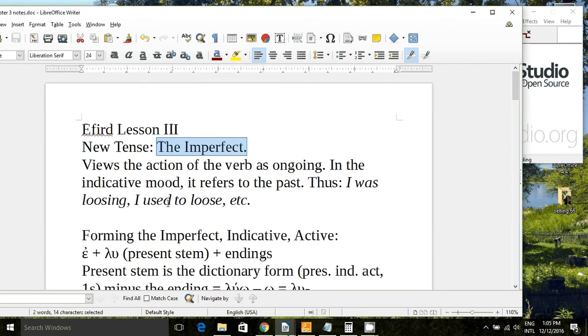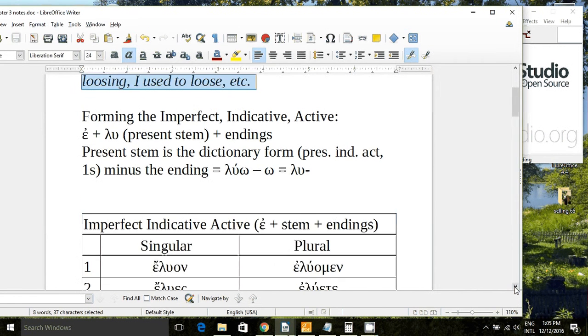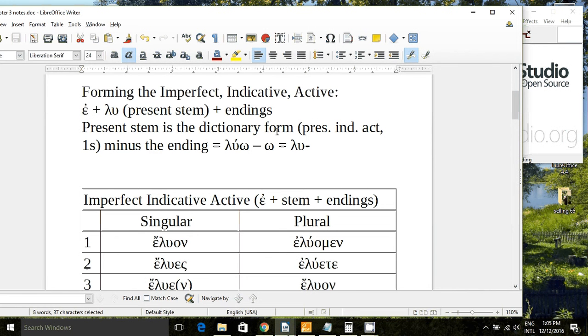The imperfect tense generally refers to the past when it's in the indicative mood, which is all we're learning right now. So for now, we're just going to learn that the imperfect deals with the past tense, and it views the action of the verb as ongoing. So I was loosing, or I used to loose, I used to eat, I was eating lunch yesterday, that kind of thing. And here's how we form the imperfect indicative active.